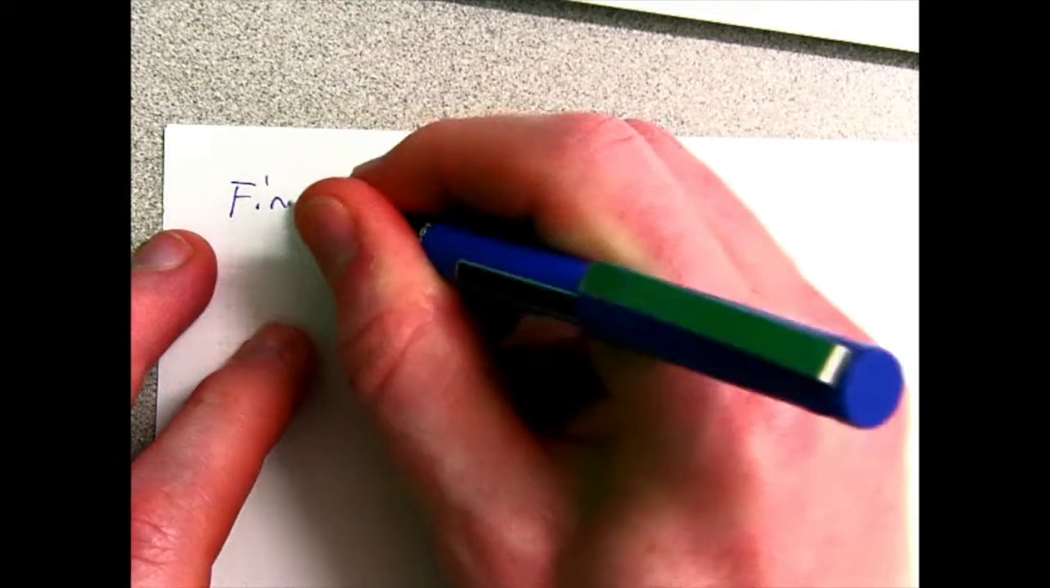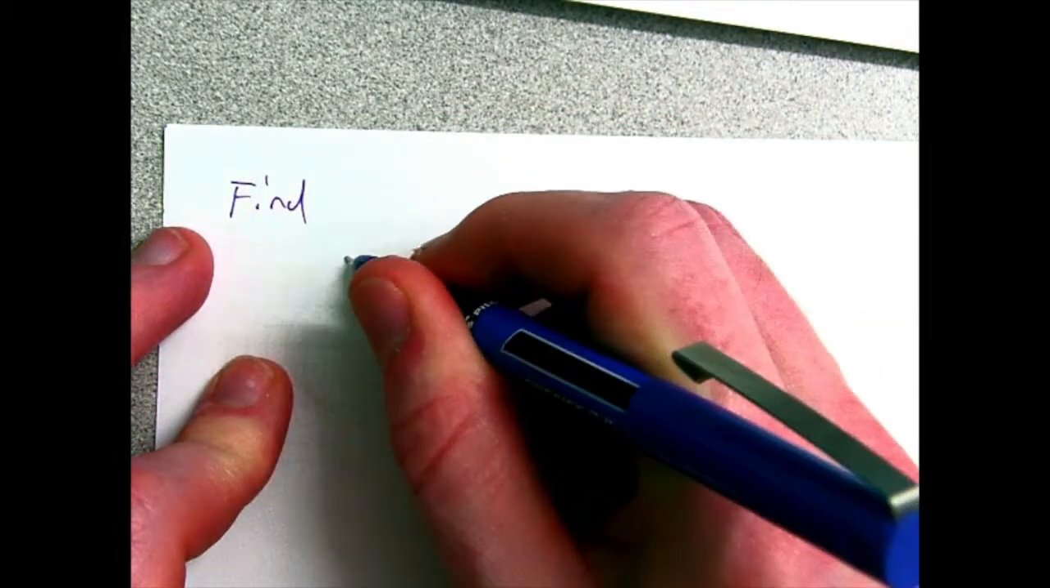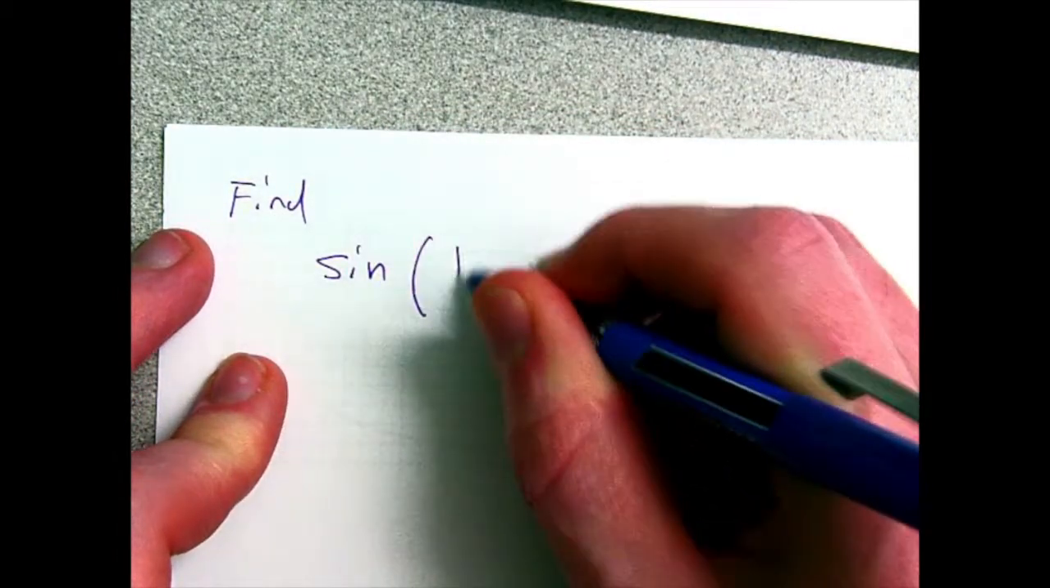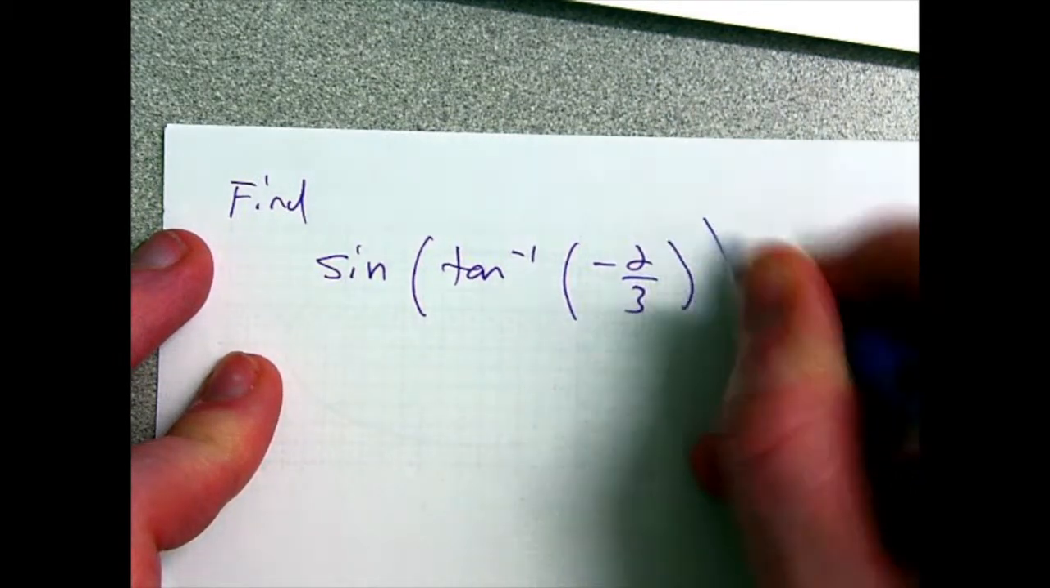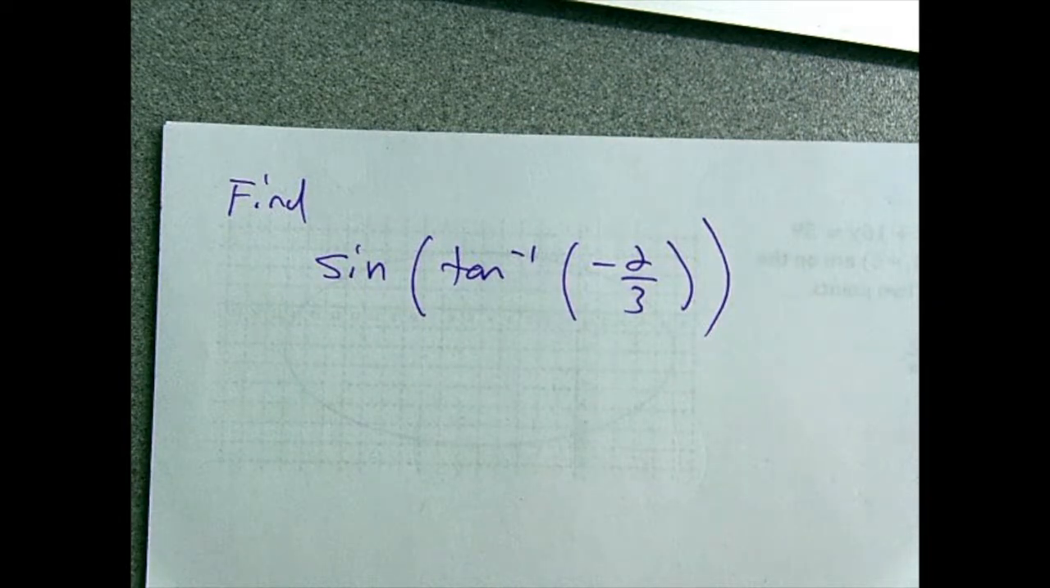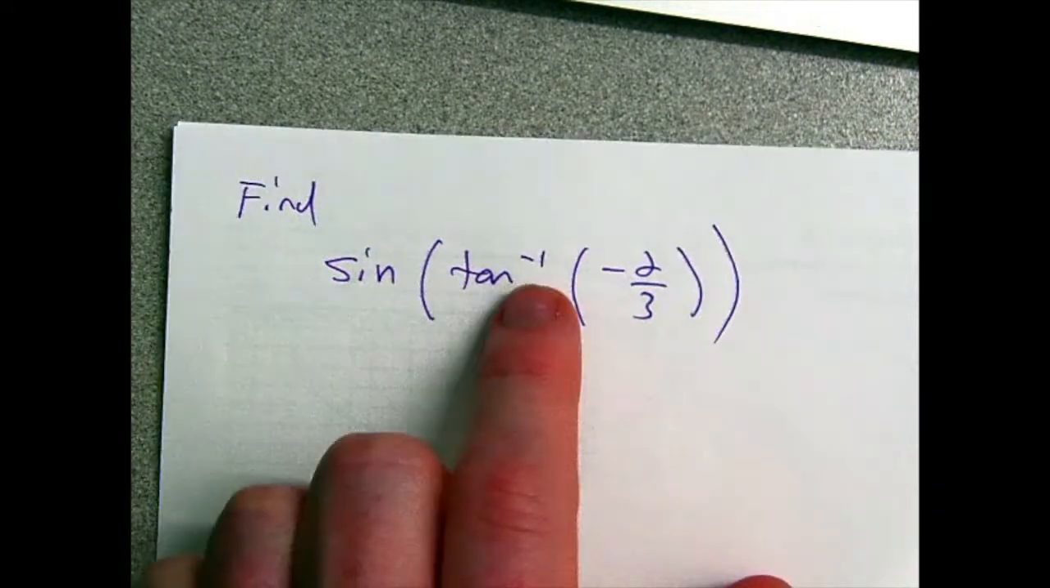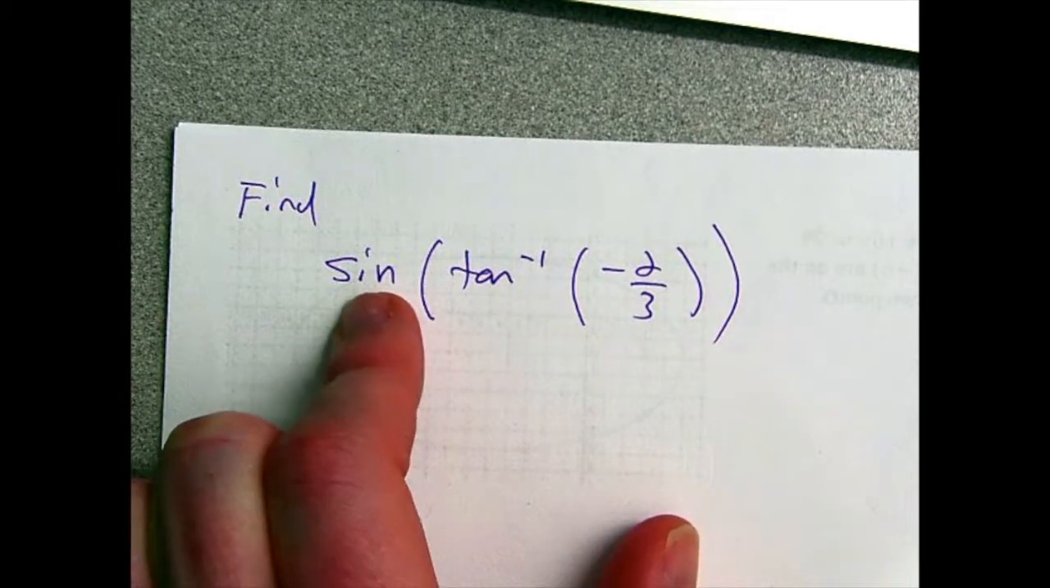Right? All right, let's do one more example of this kind of problem. Let's consider something like the following. Let's find the sine of the inverse tangent of -2/3. Okay? So again, this is a composition of trig functions. One trig function is stuffed inside of another. It's actually an inverse trig function stuffed inside of a regular trig function.